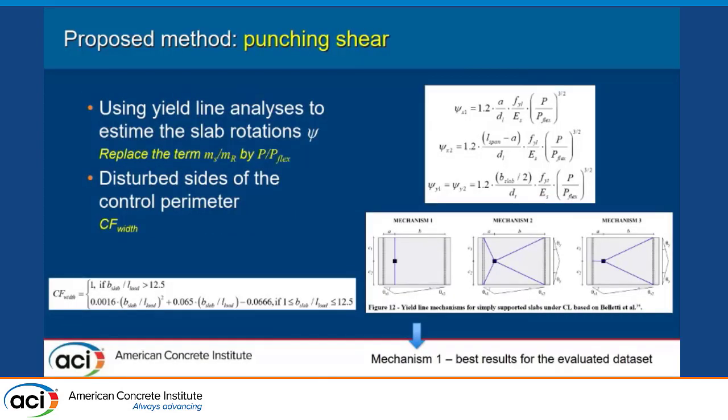In the case of the punching shear method, without the use of numerical models, we may replace the function of the slab rotations that was based on the relation between the acting and the resistance bending moment. We replace this expression with a function of the slab flexural capacity. In this way, we use yield line analysis to estimate the slab flexural capacity, which simplifies the calculations a lot. And in this case, we also applied the coefficients related to the slab width to consider a lower contribution of the lateral sides of the control perimeter as a function of the slab width.